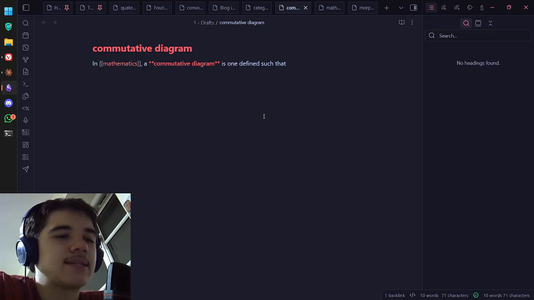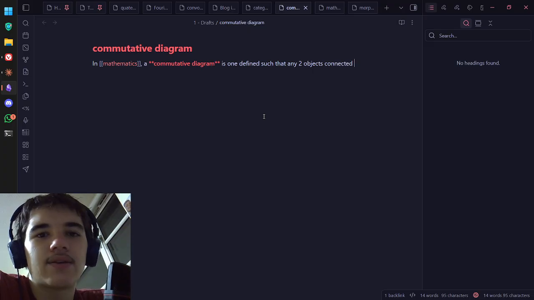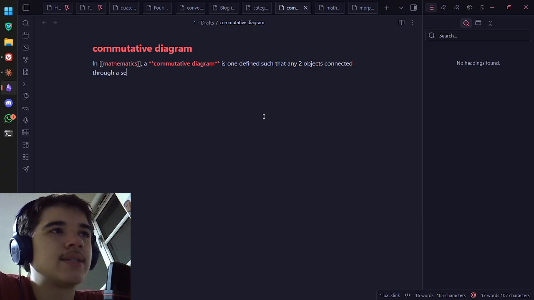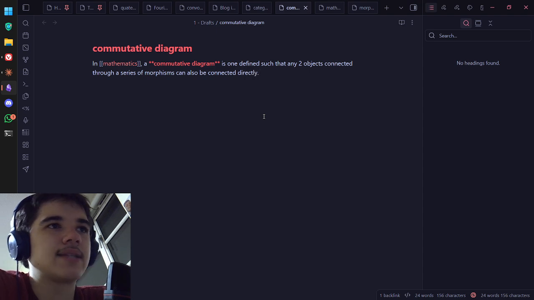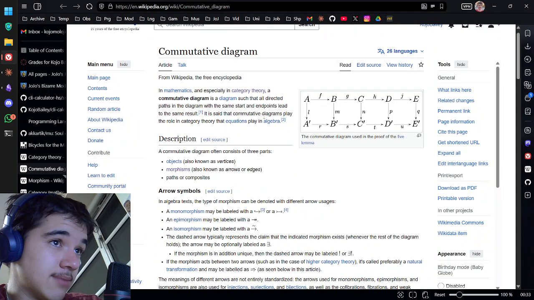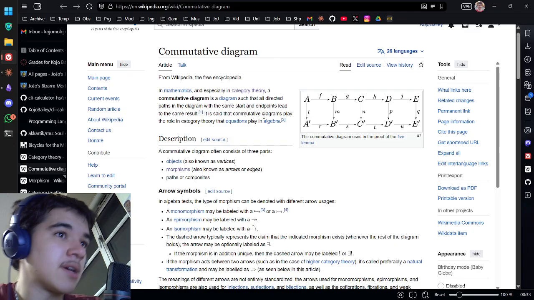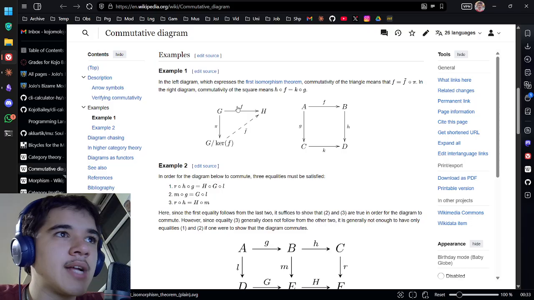Okay, so such that any two objects connected through a series of morphisms can also be connected directly, let's say. I could be wrong, but hopefully, if I am wrong, that becomes evident later on. I could verify with Claude and stuff, but I'll leave it for now.